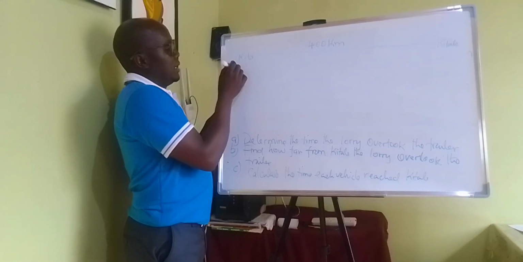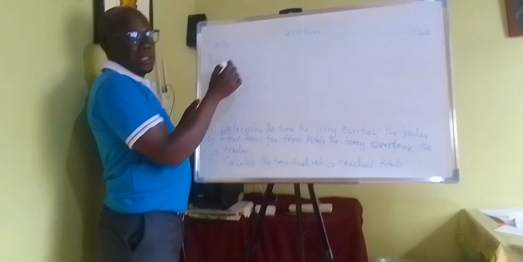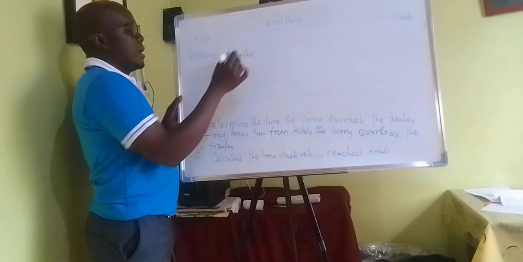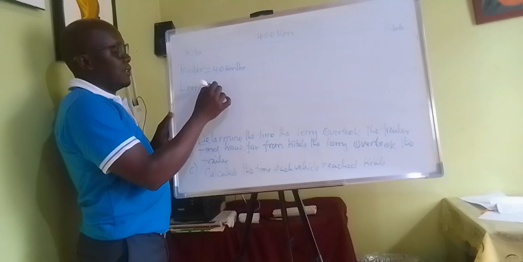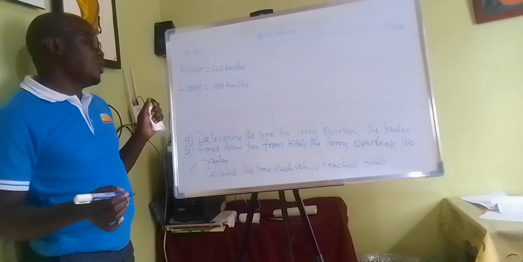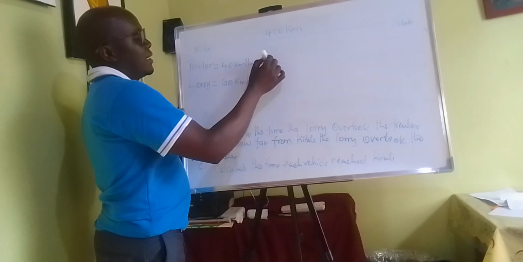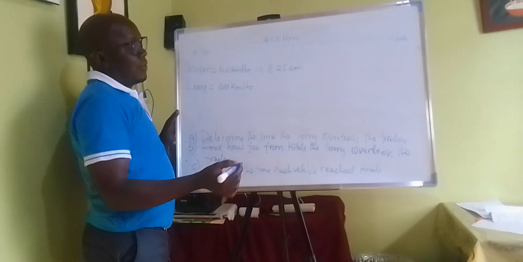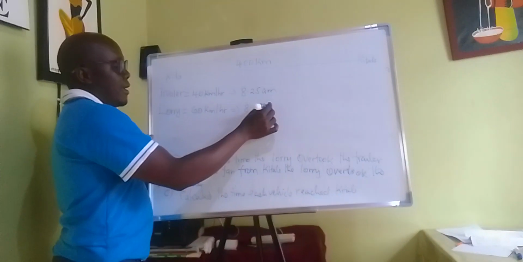So one is the trailer whose speed is 40 kilometers per hour, and the second vehicle is the lorry whose speed is 60 kilometers per hour. Now we are told the trailer left earlier. The trailer left at 8:25 a.m., whereas the lorry would be leaving later at 8:55 a.m.